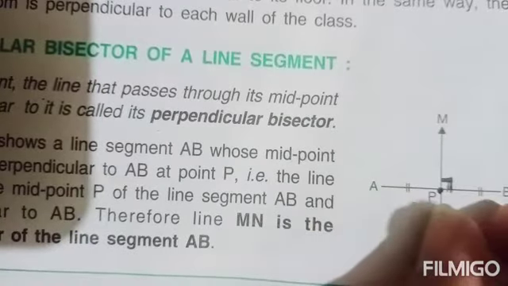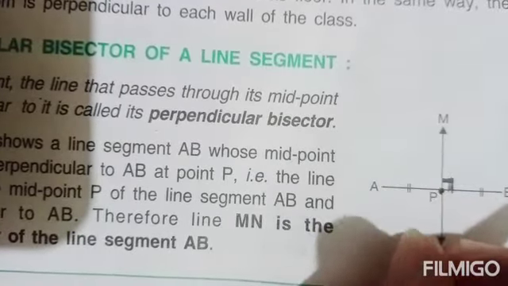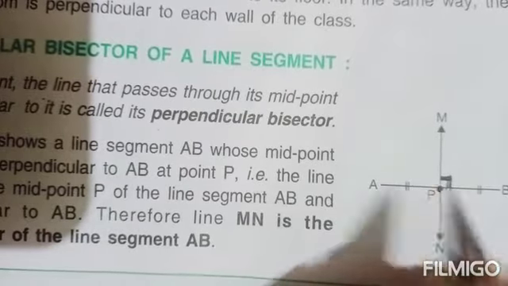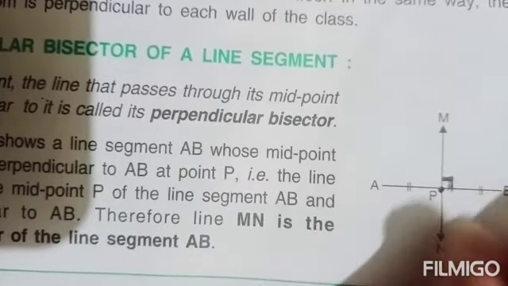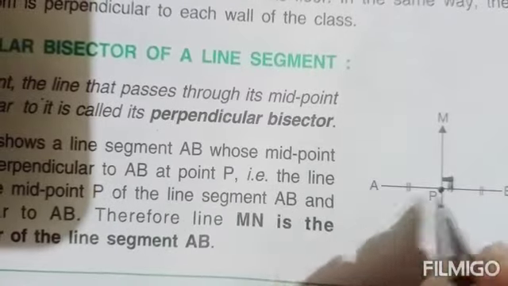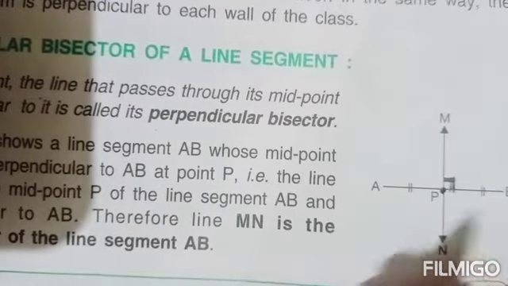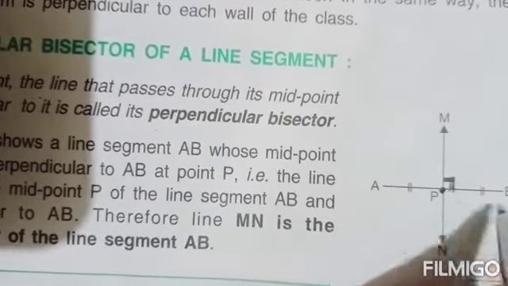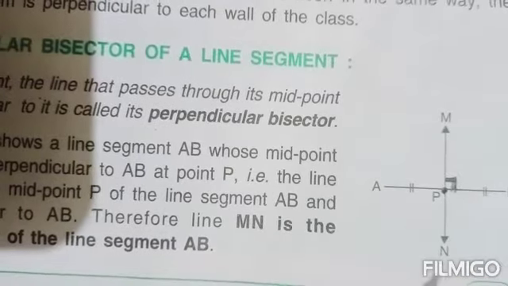this length will be equal to PB. Okay, since P is the midpoint, P midpoint ആയിരിക്കുമ്പോൾ APയുടെ ലെങ്ത്തും PBയുടെ ലെങ്ത്തും ഈക്വൽ ആയിരിക്കും. If AP is 5 cm, then PB will be 5 cm. If AP is 6 cm, then PB will be 6 cm, like that. Okay.